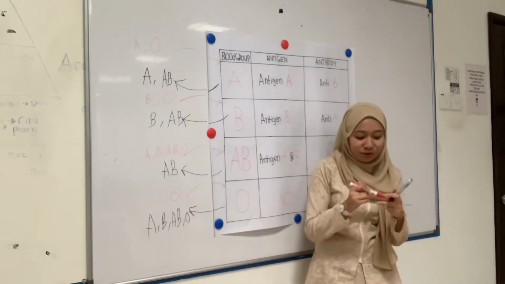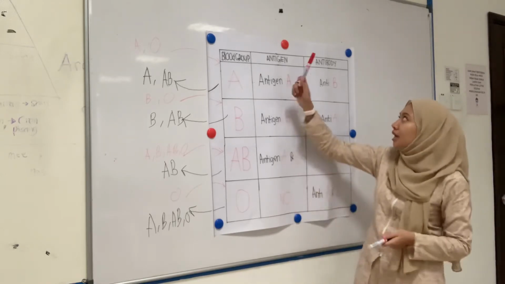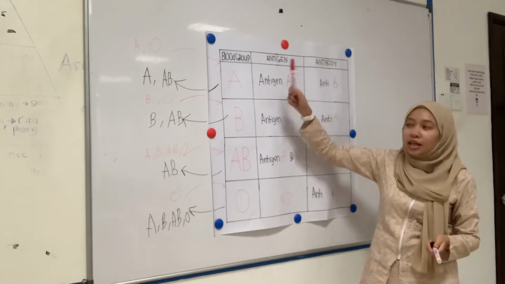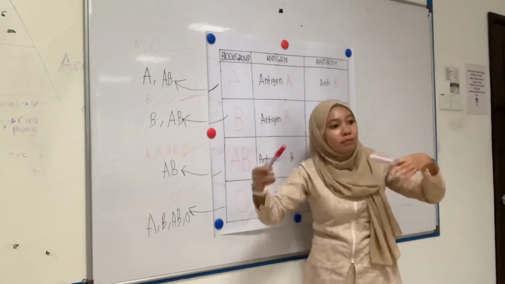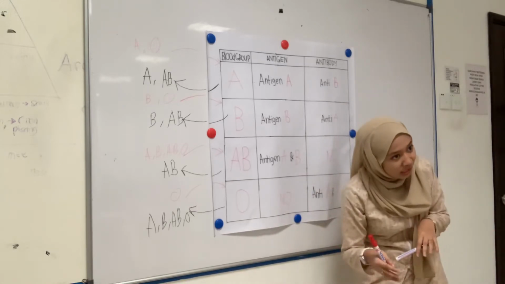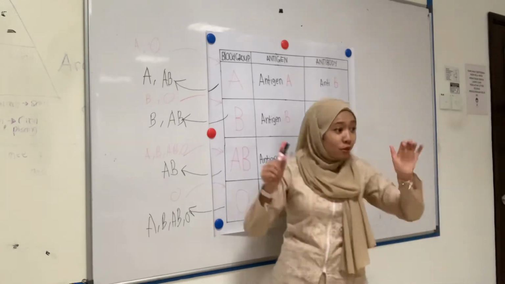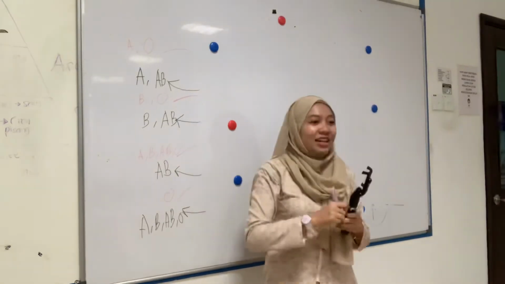That's it for blood compatibility. Basically, if you understand the antigen and antibody, then automatically you will understand how blood compatibility works between the donor and the recipient. Okay, so is everyone okay? Okay, teacher. Alhamdulillah. Alright, students.